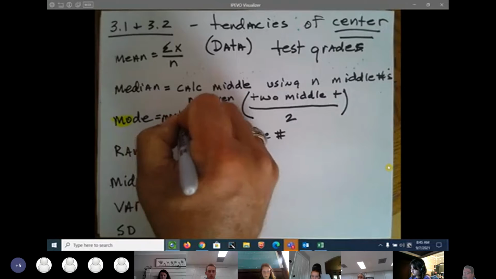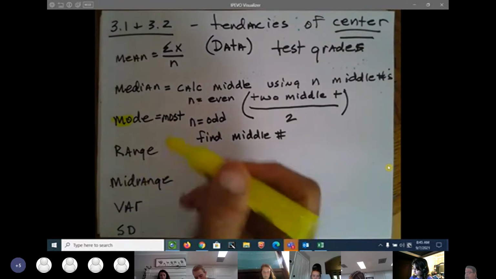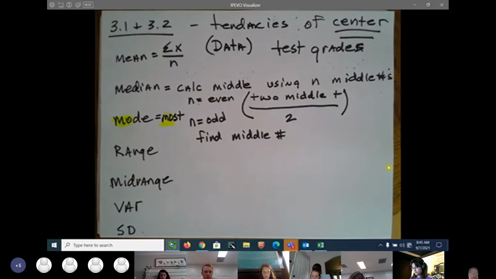Mode is the number that shows up the most. Can you have more than one mode? Yes, but they all have to be the highest number. You can't have one show up 2 times and one show up 3 times and say they're both modes. The number that shows up 3 times is the mode.